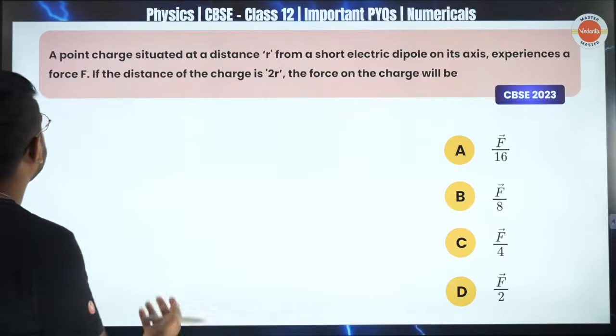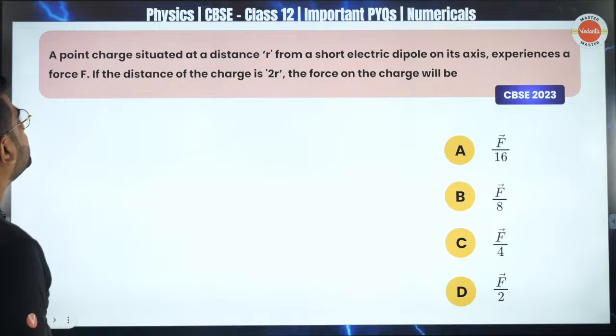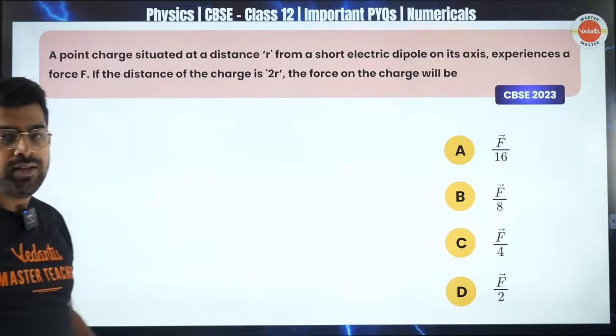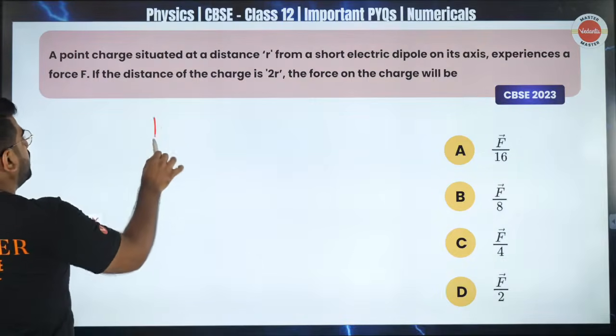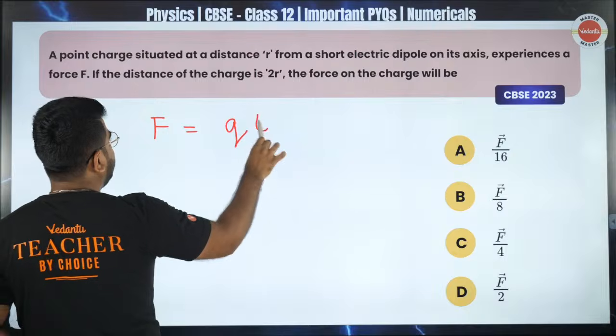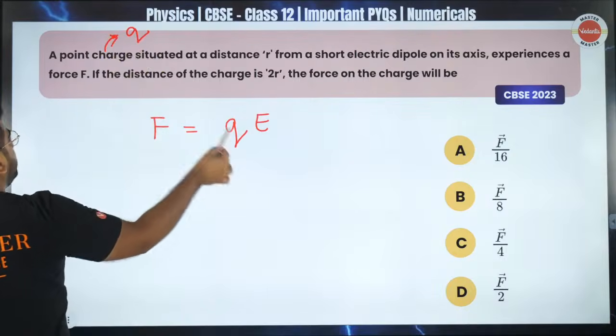The very first question is here. A point charge is situated at a distance of r from a short electric dipole on its axis and experiences a force F. If the distance of the charge is 2r, then the force on the charge will be? Can you tell me what is the answer for this? Force on the charge will be equal to Q into E. So let's say the charge is Q. Okay, the force will be Q into E.